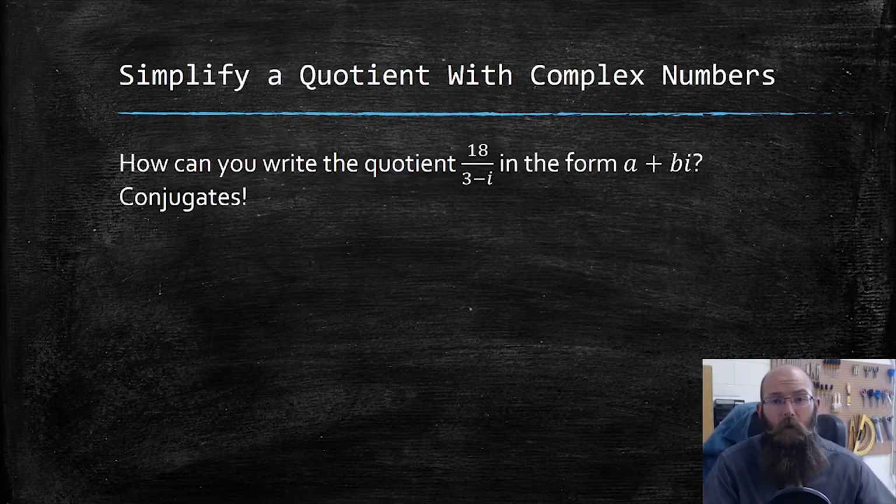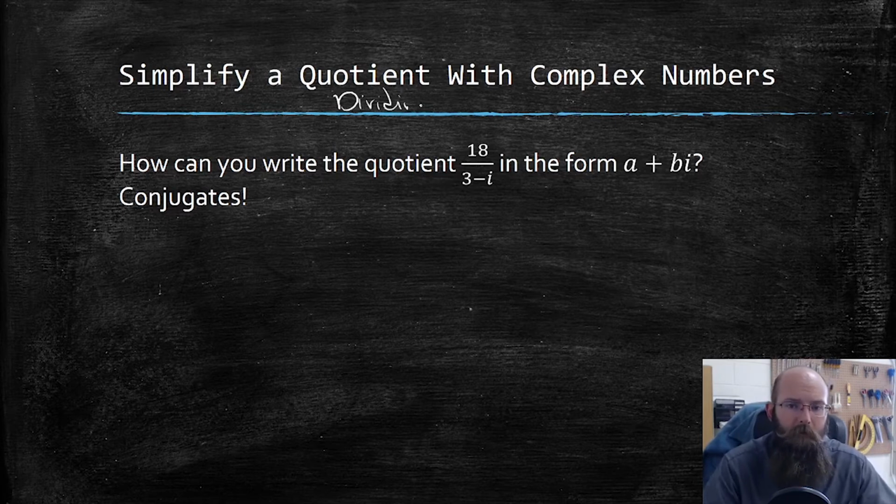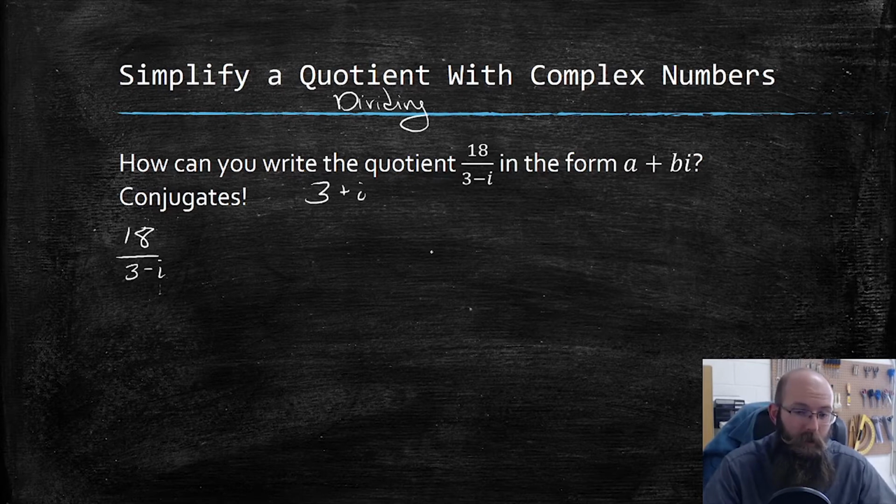So we're going to simplify a quotient with complex numbers. A quotient just means dividing. Think about it like a fraction. I'm simplifying a fraction with complex numbers. Here's my complex number right there, my i. So we're actually going to use conjugates to do that. We're going to multiply this 18 over 3 minus i by its conjugate. What is its conjugate? Well, the conjugate of 3 minus i is going to be 3 plus i.